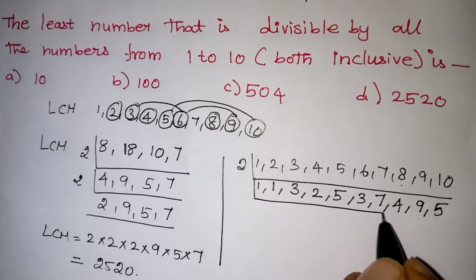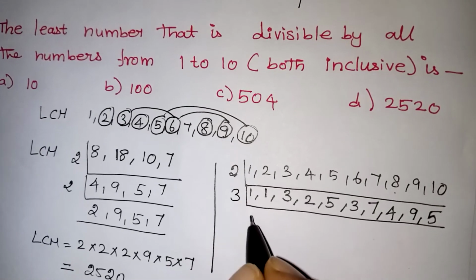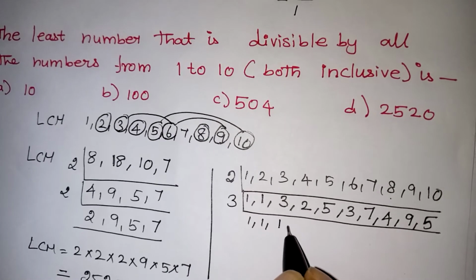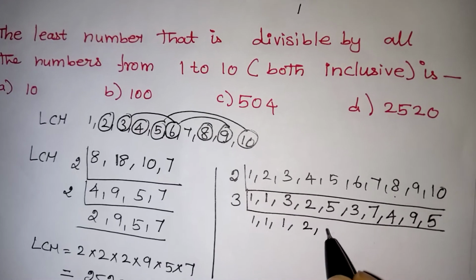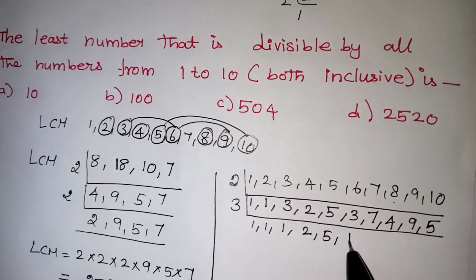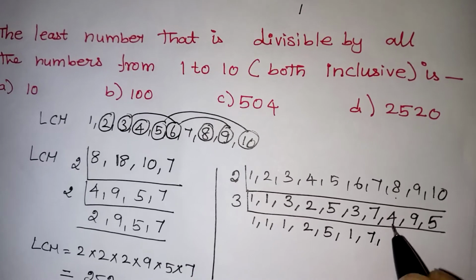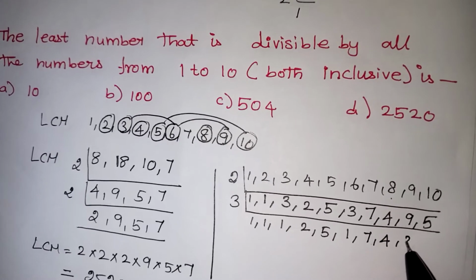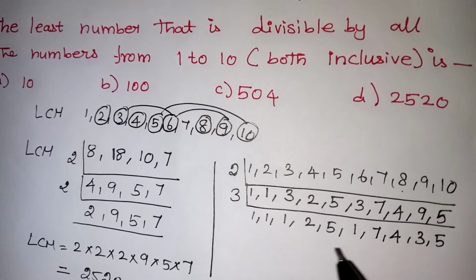So after writing, let us go by the 3 table now. So 1, 1, 3 ones are 3. This 2 will come as it is. 5 will come as it is. This 3 will become 1 now. This 7, 4 will not come. 3 3s are 9. This 5 will be coming as it is.